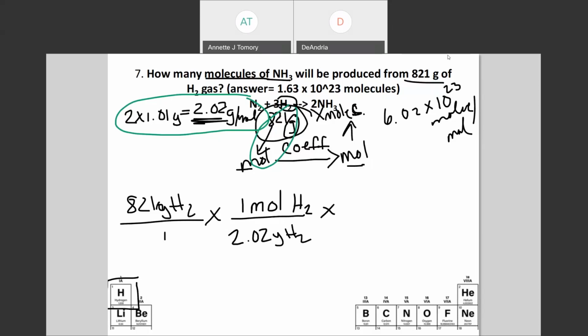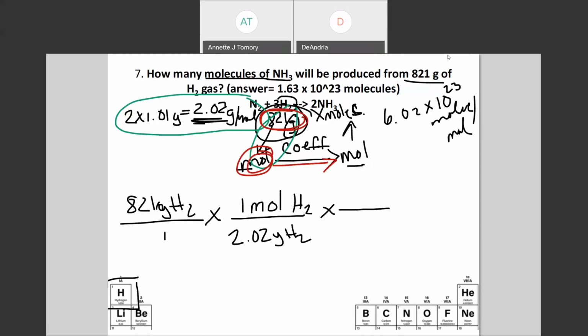Now we have moles of H2 on the top. We went from the grams to the moles. So when I'm looking at this, we went from here down to here. So now we're in the lower left-hand corner, and we want to get to the next compound. You see what I'm saying?